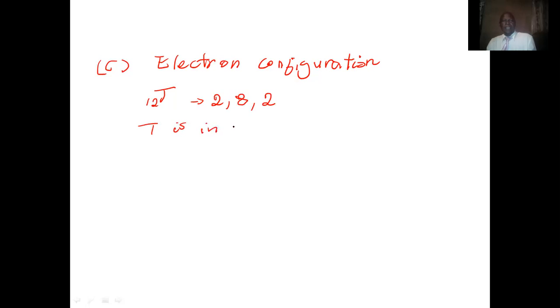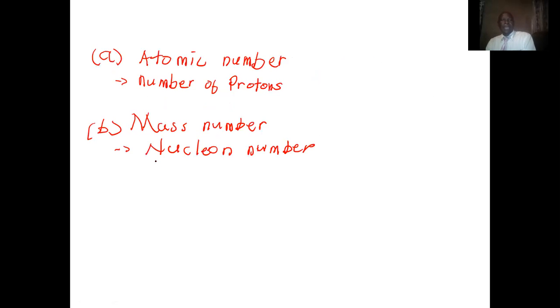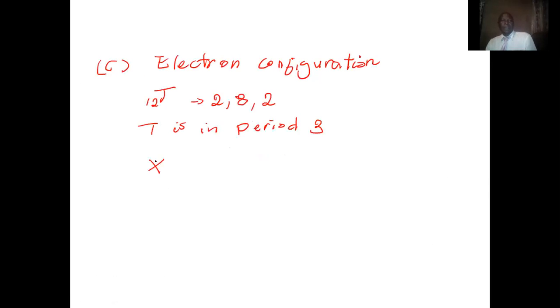is in period 3. So the number of shells gives the period in which that element is. For X, with atomic number 7, the electron configuration would be 2, 5. So in the first shell we have 2 electrons, and in the second shell there will be 5 electrons, making 7. And therefore, X is in period 2.